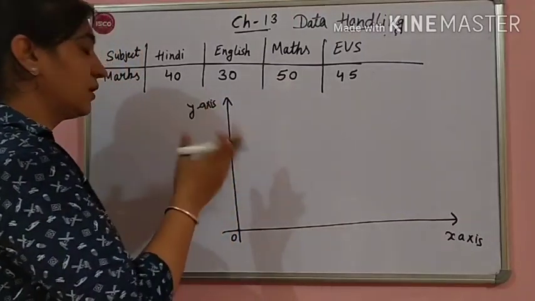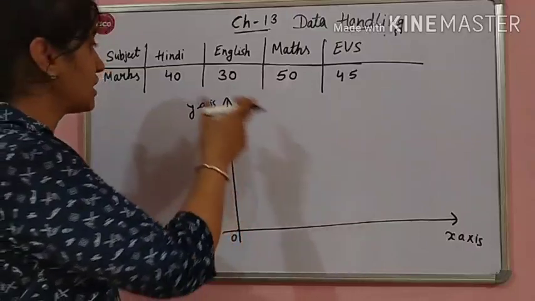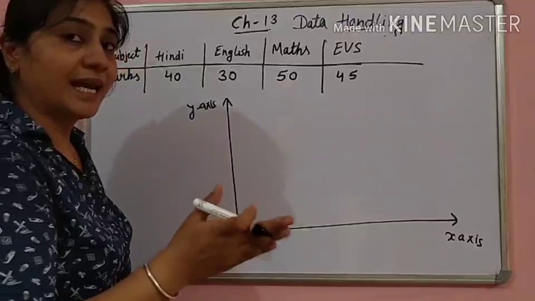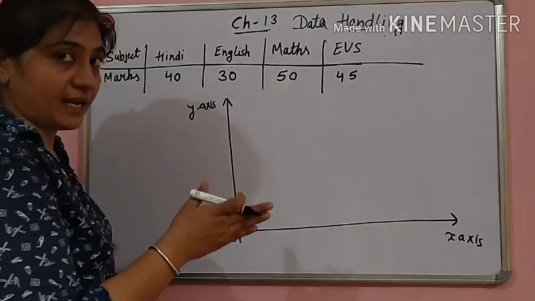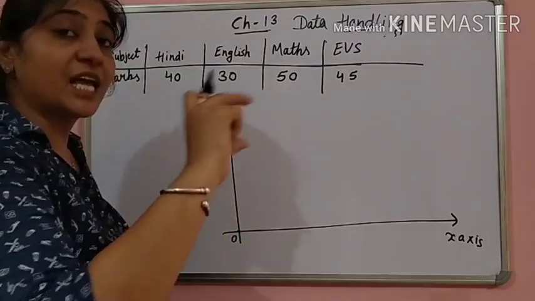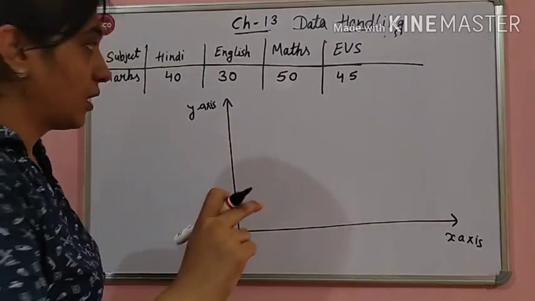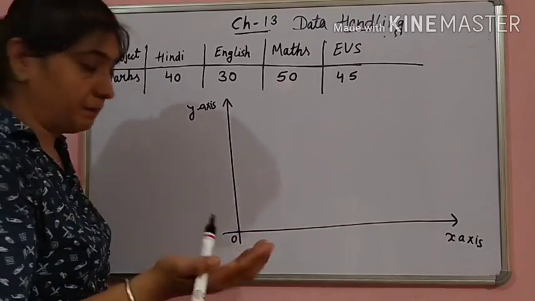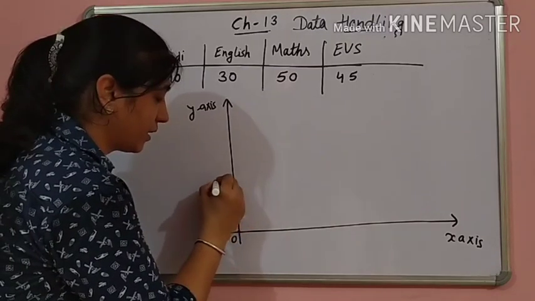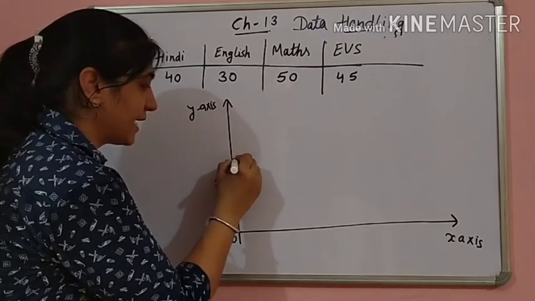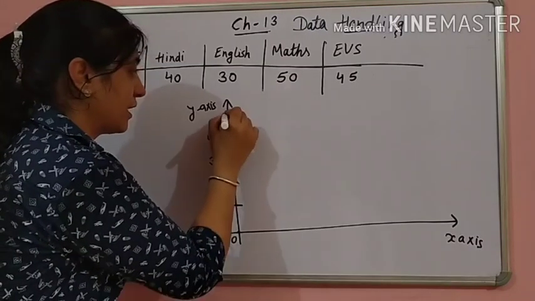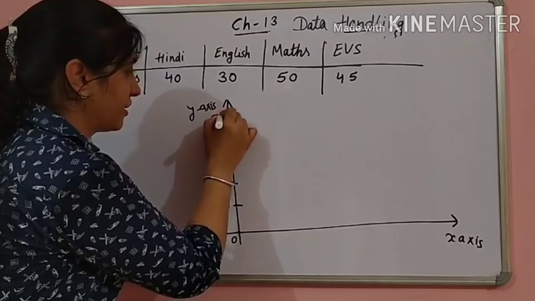Okay, and this scale depends on your data. Now see, the numbers are 30, 40, 50, 45. You can take the scale of 5, 10, 15, 20, 25. See, there are equal gaps between the numbers. Or you can take 10. See, I am taking 10. The next gap should be 20, then 30, then 40, and then 50.